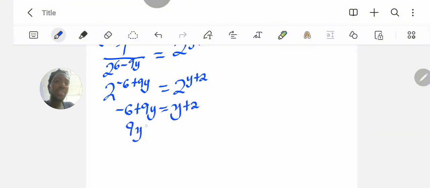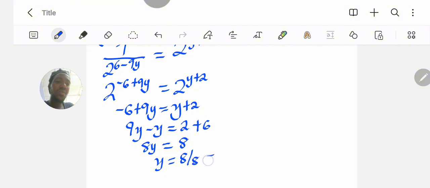So on the left hand side, we have 9y. If this y on the right hand side joins it, it becomes minus y. Then we have 2. If minus 6 should come to the right hand side, it becomes plus 6. So 9y minus y is 8y. 2 plus 6 is 8. And y equals 8 over 8, which is equal to 1.